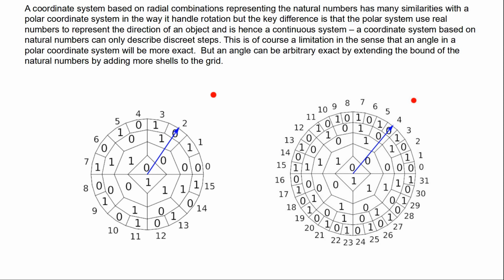A coordinate system based on radial combinations representing the natural numbers has many similarities with a polar coordinate system in the way it handles rotation, but the key difference is that the polar system uses real numbers to represent the direction of an object and is hence a continuous system. A coordinate system based on natural numbers can only describe discrete steps. This is of course a limitation, in the sense that an angle in a polar coordinate system will be more exact. But an angle can be arbitrarily exact by extending the bound of the natural numbers by adding more shells to the grid.